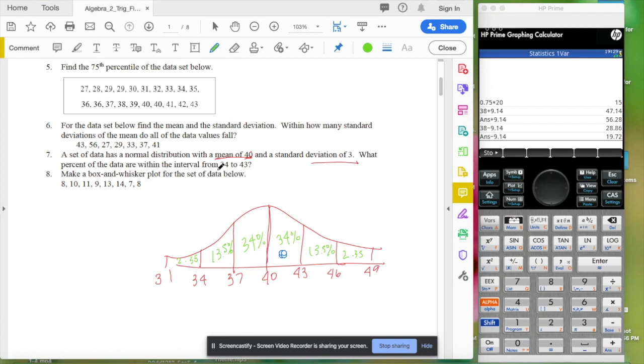So let's see. It's asking 34 to 43. So what is in this bit? So we know the percentages are 13.5, 34, and 34. So let's add them up. And that gets us a total of 81.5. So number 7.